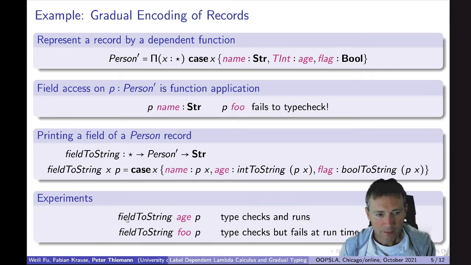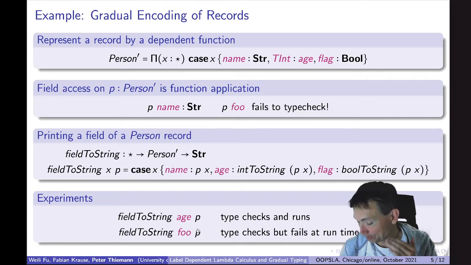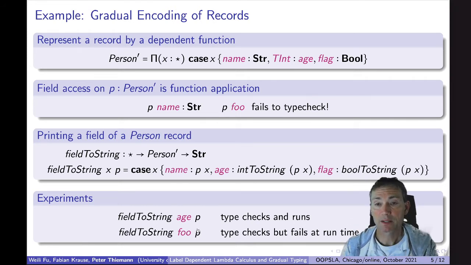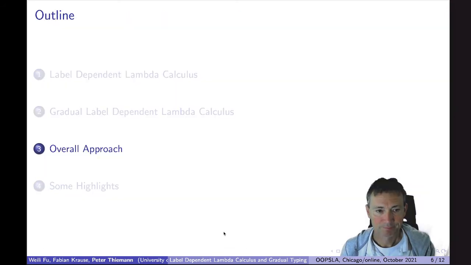Now, applying field to string to an H label and P type checks and runs to completion, but in the last line, gradual typing rears its head. So here, if we apply field to string to the label foo and a person record, this type checks, but it fails at runtime because the person doesn't really have a foo field.